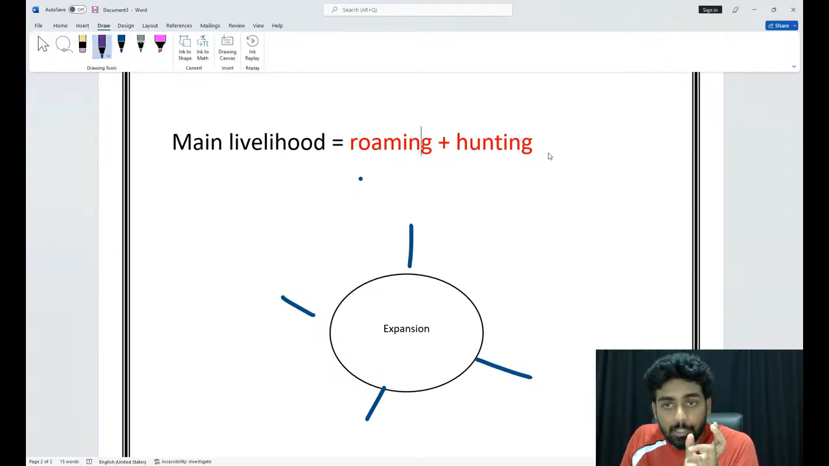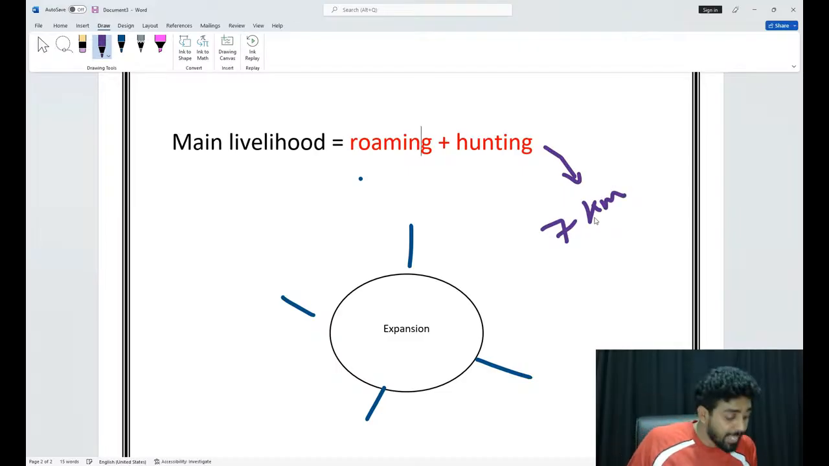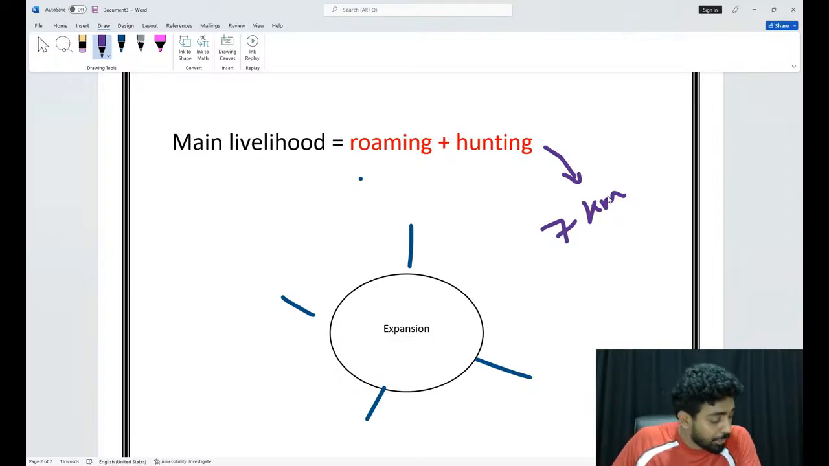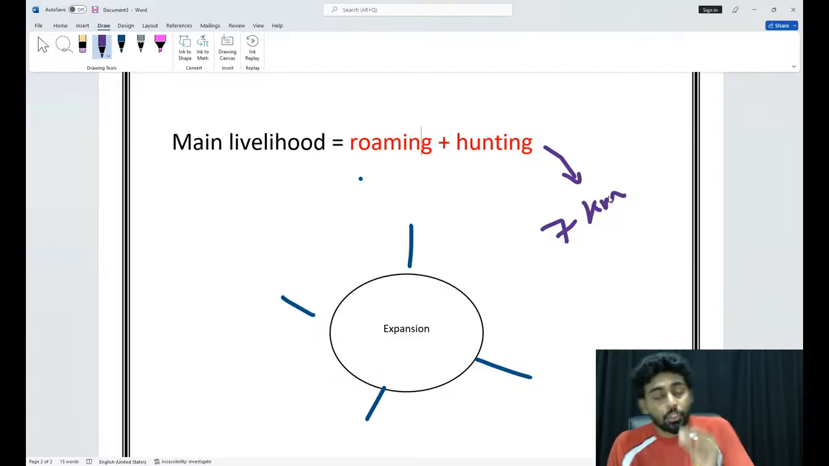So you know how many kilometers per day they walk. Puta, the history mentions that the prehistoric man had walked 7 kilometers per day. They had walked 7 kilometers per day roaming and hunting. Their main livelihood was roaming and hunting, and they had walked 7 kilometers per day.